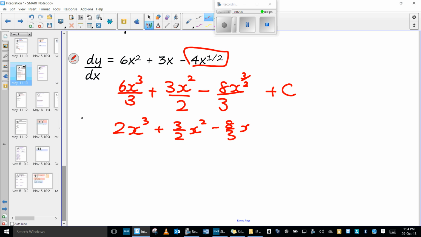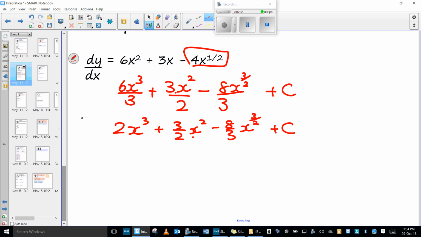Now, notice I'm mixing up how I'm writing it. Sometimes I've written 3x squared over 2. Underneath I wrote 3 over 2 x squared. They are exactly the same terms, exactly the same as each other, but they are written in slightly different ways. So I just want you to realise that if you have something that looks like this, then you could write it like this, and vice versa.